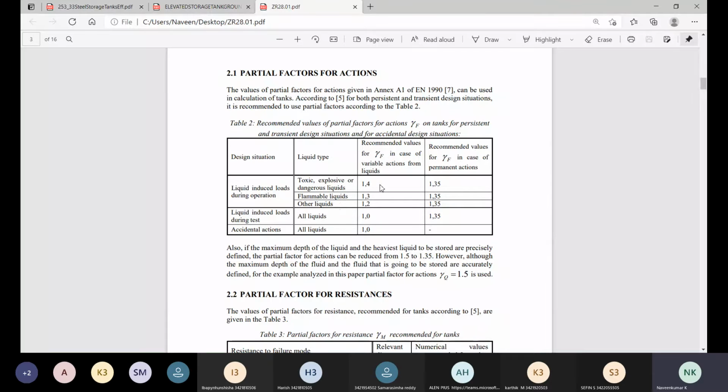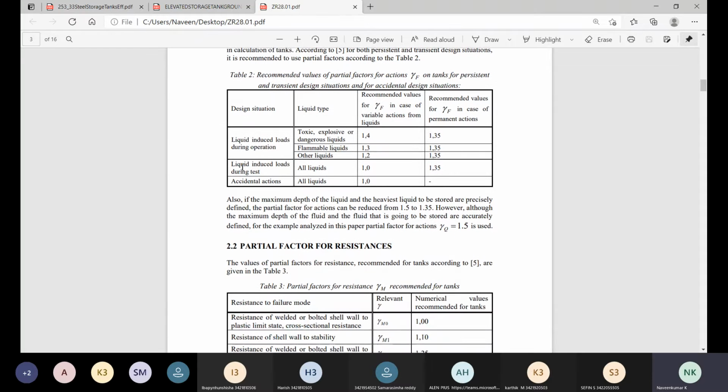Corresponding to the types of liquid, you can choose the induced load factor of safety here. There are 2 types of factor of safety given: gamma F for variable action from the liquid, and for permanent action from the liquid. For example, if it is a flammable fluid, it tends to react. If the reaction is uniform, you choose the value from one column; if non-uniform, you choose the value from here. So that is the thing.